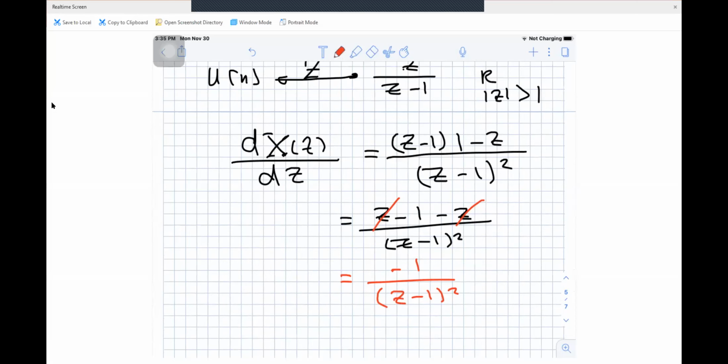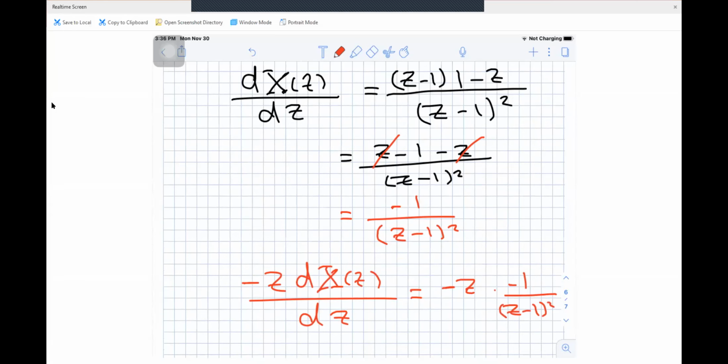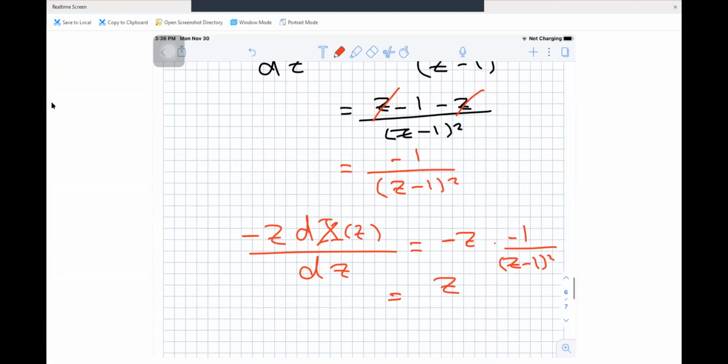Well, this will be the derivative dX of z by dz. Now, the z transformation for n u of n will be minus z dX of z by dz, and this time we have minus z multiplied by minus 1 divided by z minus 1 all squared, and it will be z over z minus 1 squared. Okay, really, this is the z transformation for n u of n.